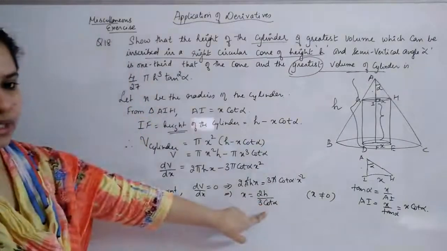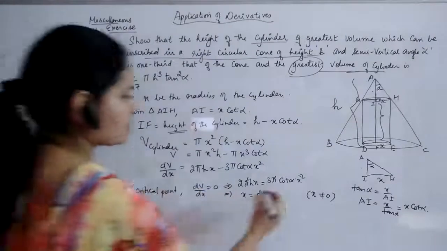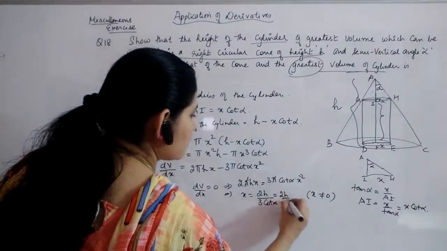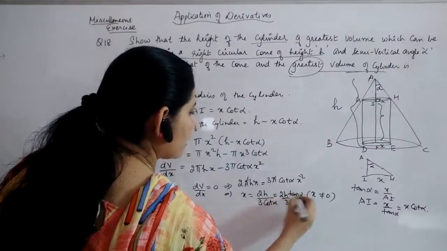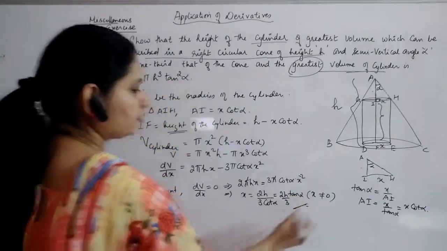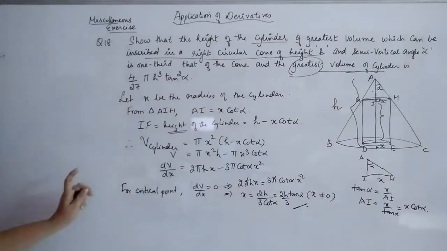Now this denominator's cot alpha can be written as tan alpha, so x is 2h by 3 tan alpha. So this is your x. Now you have to check this value in the second derivative.